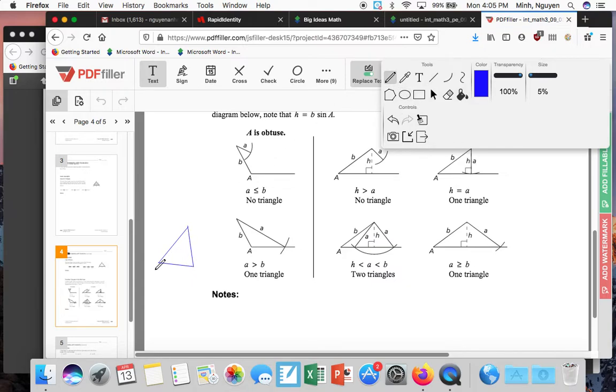So again, I just sketched it. Angle A, side length 24, side length 22.